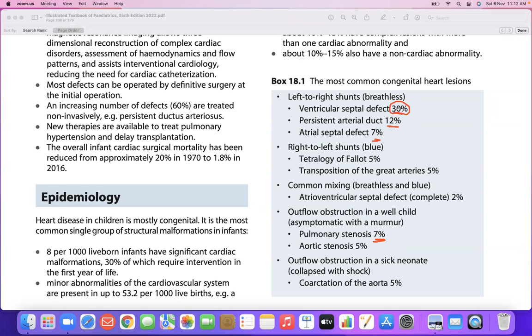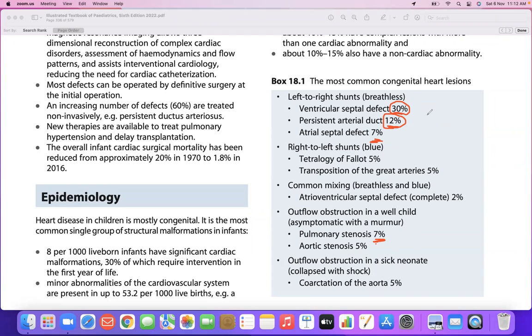This can come in the exam. And patent ductus arteriosus, sorry, persistent arterial duct, that is patent ductus arteriosus. It is 12%. Then ASD 7% and also pulmonary stenosis is 7%. All the rest are 5% or less than 5%.